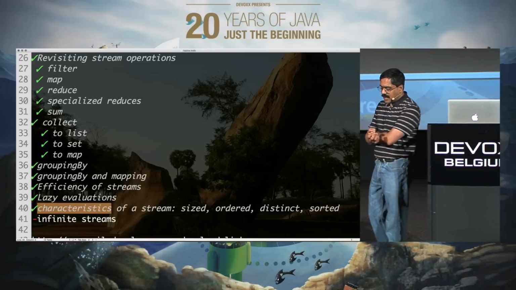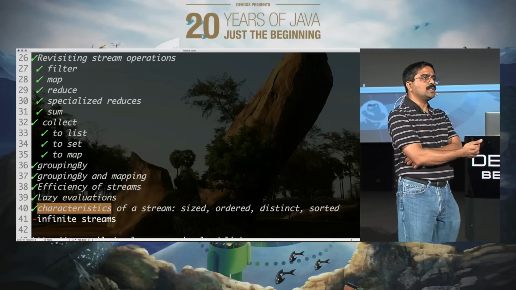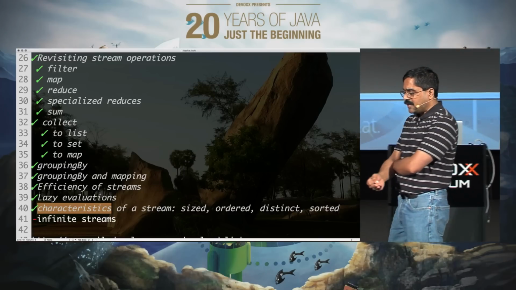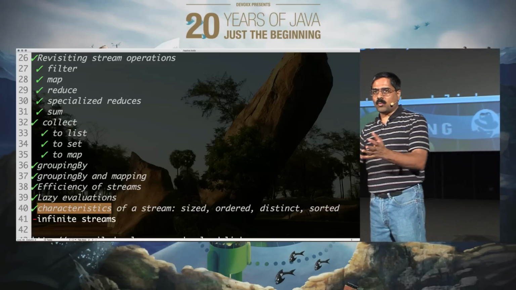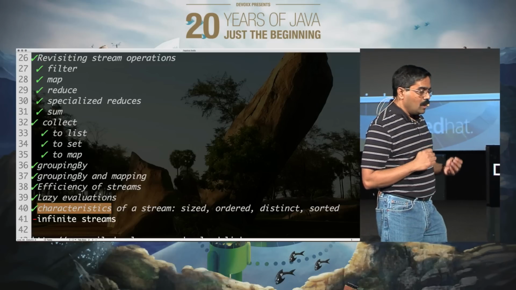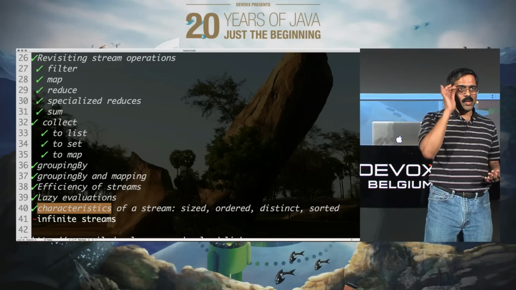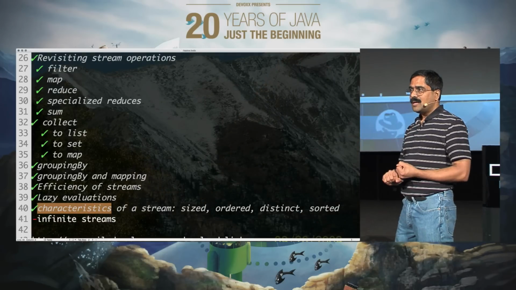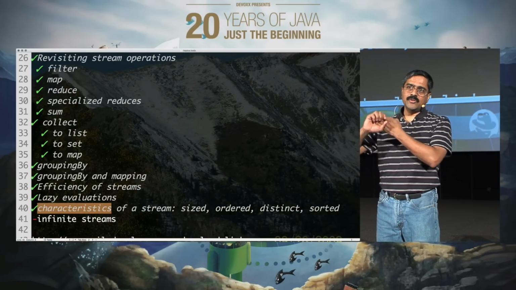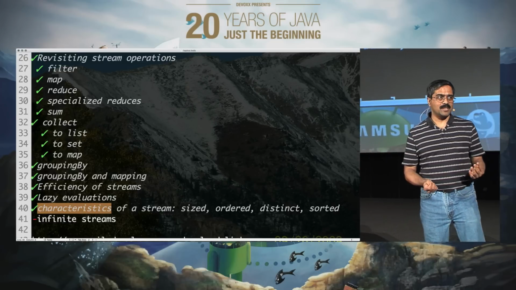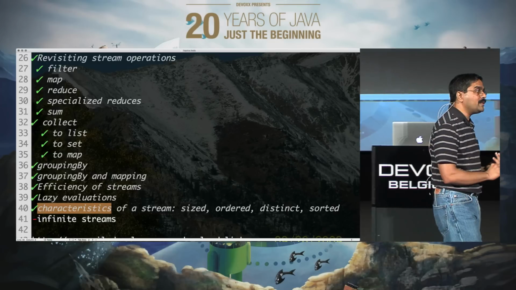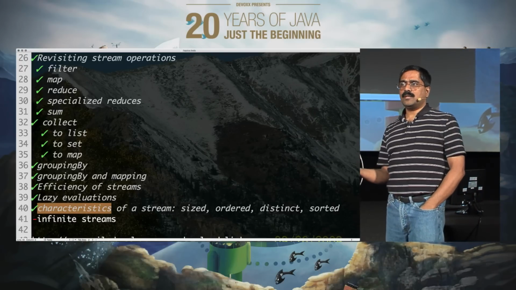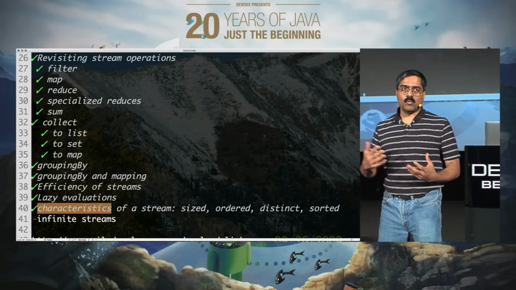So what we have on our hands is streams that could be sized or unsized, ordered or unordered, like if I started with a set, distinct or non-distinct, and sorted or non-sorted. Depending on where you came from and what you do along the way, you can start changing these properties. Now, obviously, if you start with a set, you would already start with sized, unordered, distinct, and unsorted. If you start with maybe a sorted set already, then you would have distinct, unordered, sorted, and sized. So it depends on where you start and what you do along the way.